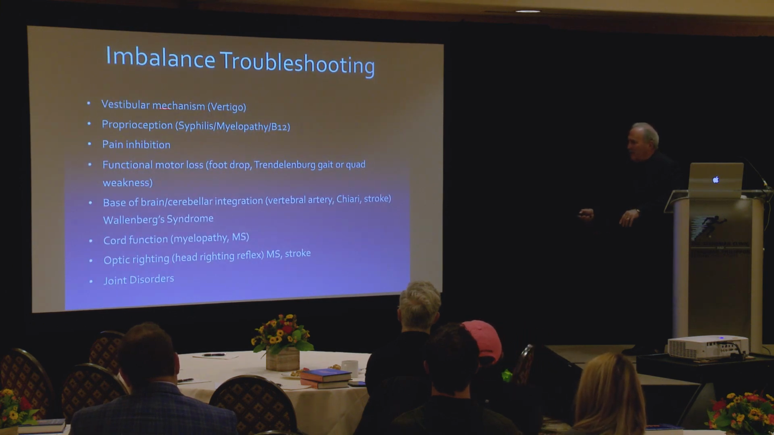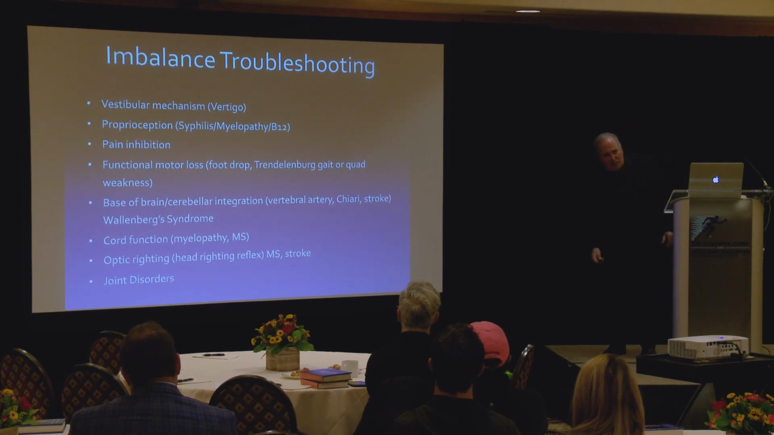So you can have a vestibular mechanism, you can have proprioception problems, again, syphilis, myelopathy, B12 deficiencies. Pain inhibition can give you imbalance. If you have a painful hip and you're already a little off and you try and put weight on it, it can make you fall over. So you have to look for the structures. Maybe they just have a painful hip and their imbalance is from pain inhibition. Do they have functional motor loss? People have come in with a Trendelenburg gait, right, gluteus medius, L5, and they can't stand on their hip. They want to fall over. And that's not because they're imbalanced, it's because they have a deficit.